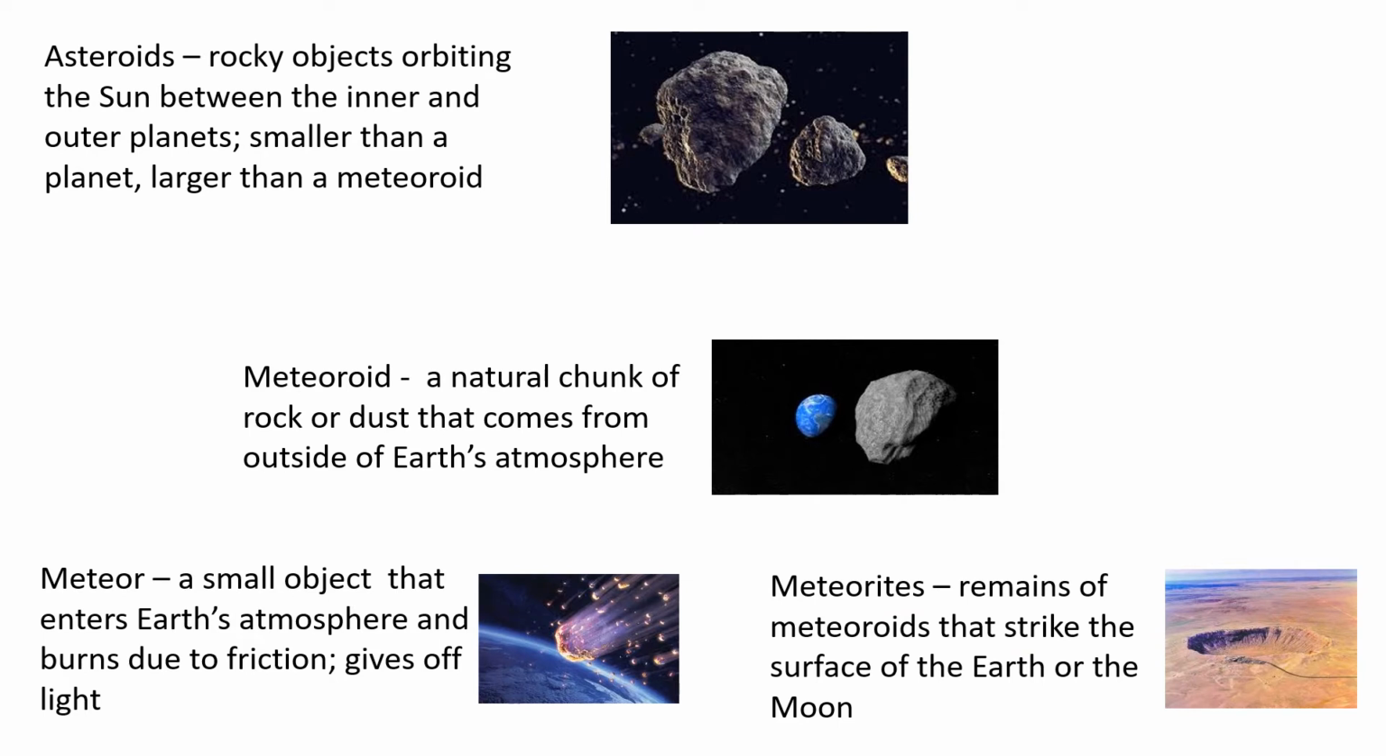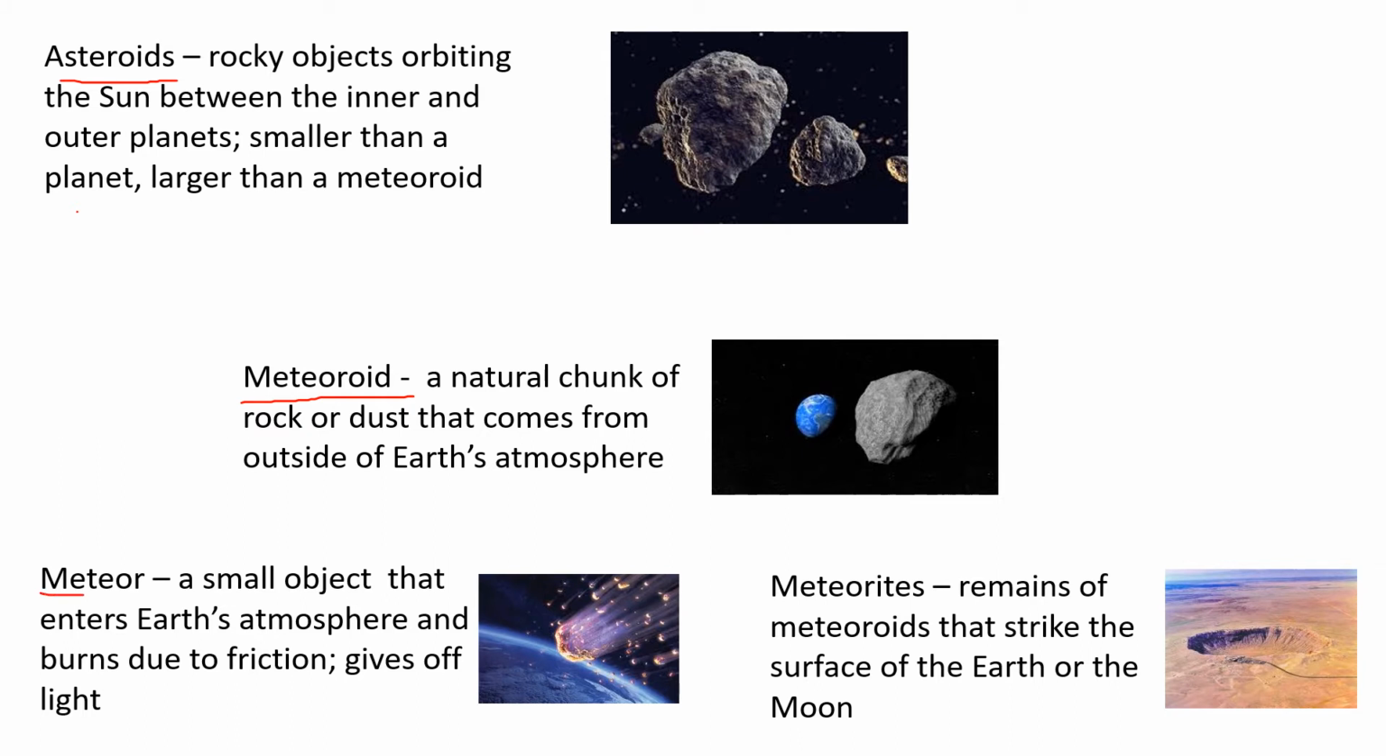So let's talk about asteroids, and this is this word up here at the top. So an asteroid, they're rocky objects that orbit the sun between the inner and the outer planets in the asteroid belt. They're smaller than a planet, but they're larger than a meteoroid. And now here's a meteoroid. They're a natural chunk of rock or dust that comes from outside Earth's atmosphere.